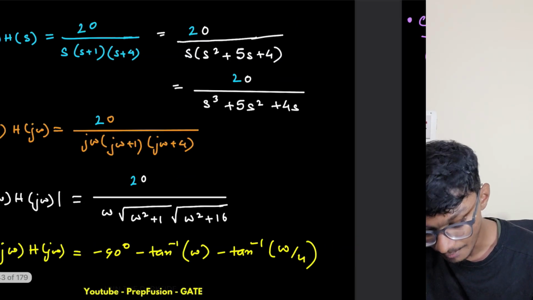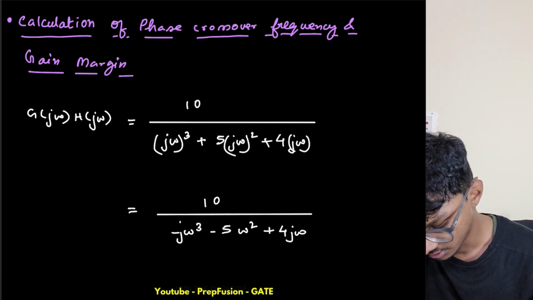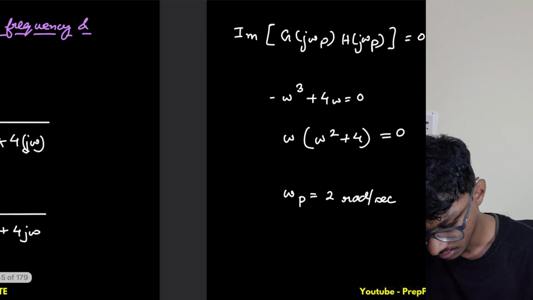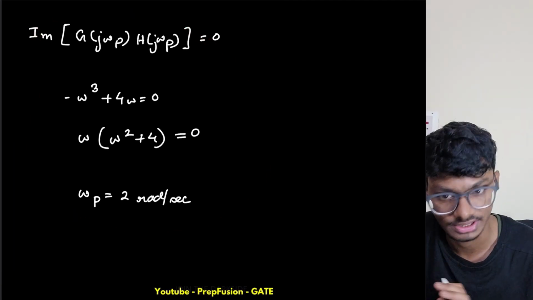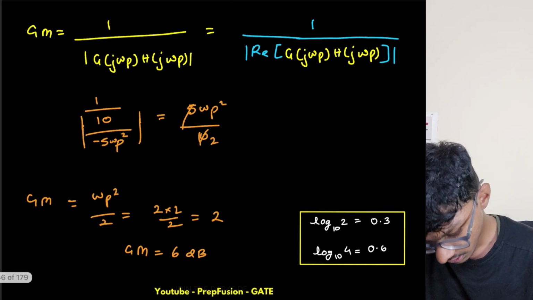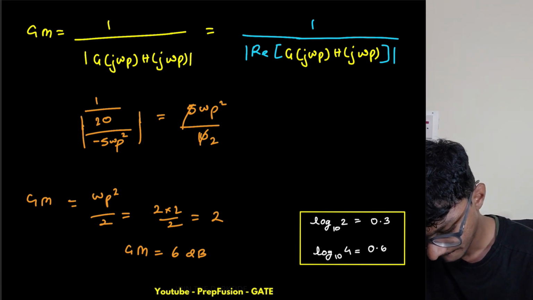So my gain margin will change, because this numerator has changed. This will become 20. And again, all of this is the same. Nothing changed, because I'm just making the denominator's imaginary component equal to 0. And this is the real component, and this is basically 20.